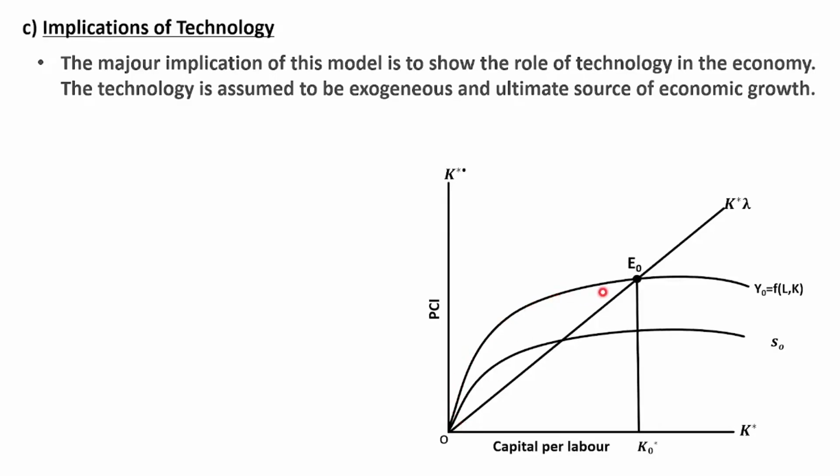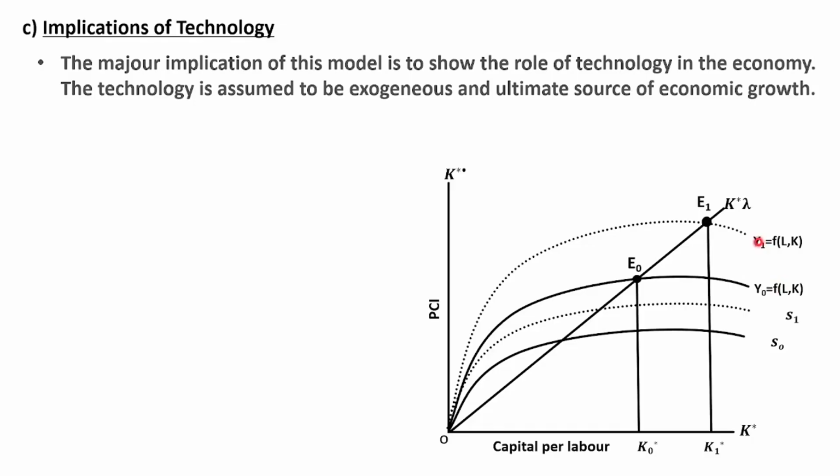Initially, the economy is in equilibrium at point E0 with production function Y0 and saving rate S0. Now let's suppose that there is an improvement in technology. We know that with the improvement in technology, it increases the total output. So our output level increases from Y0 to Y1. And again, we know that with the increase in production level, it will also increase the saving rate from S0 to S1. So with the increase in production level, it also increases the steady state or equilibrium from E0 to E1. That means technology has a positive relationship with economic growth rate.